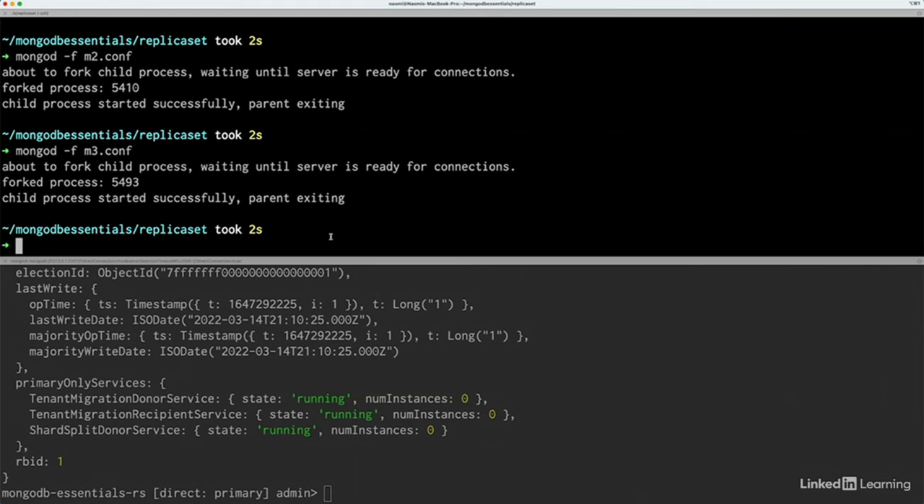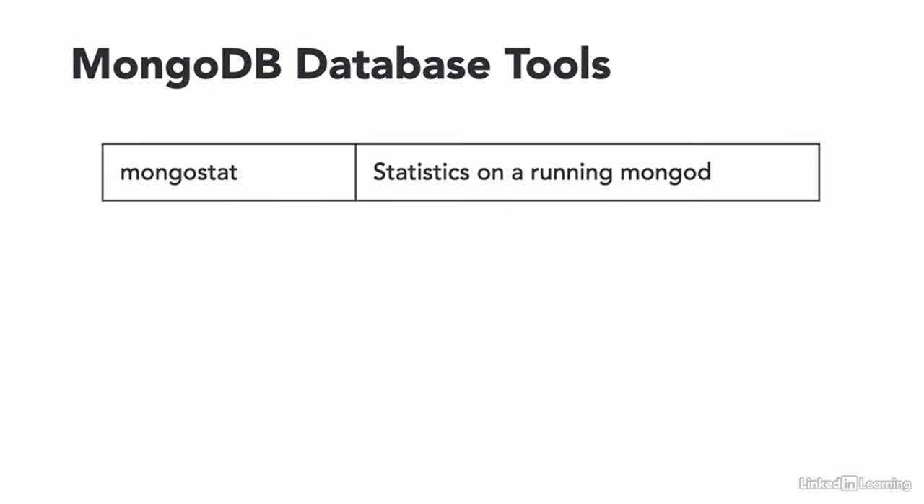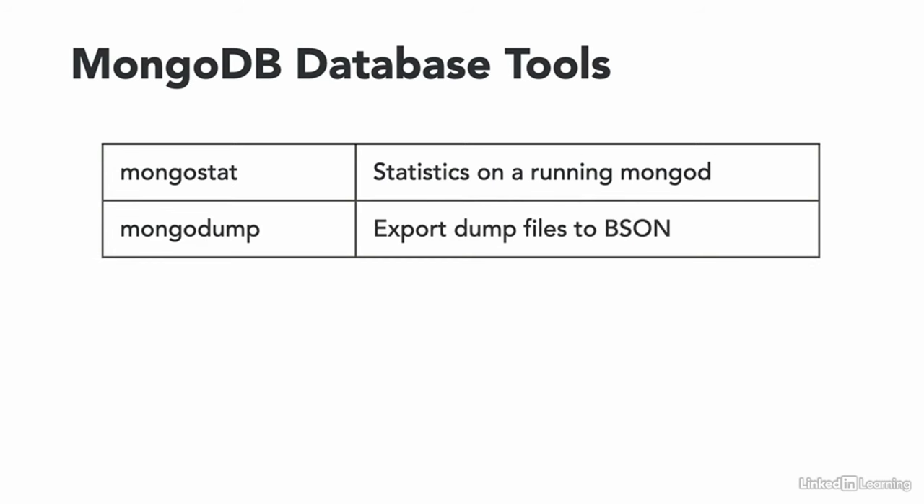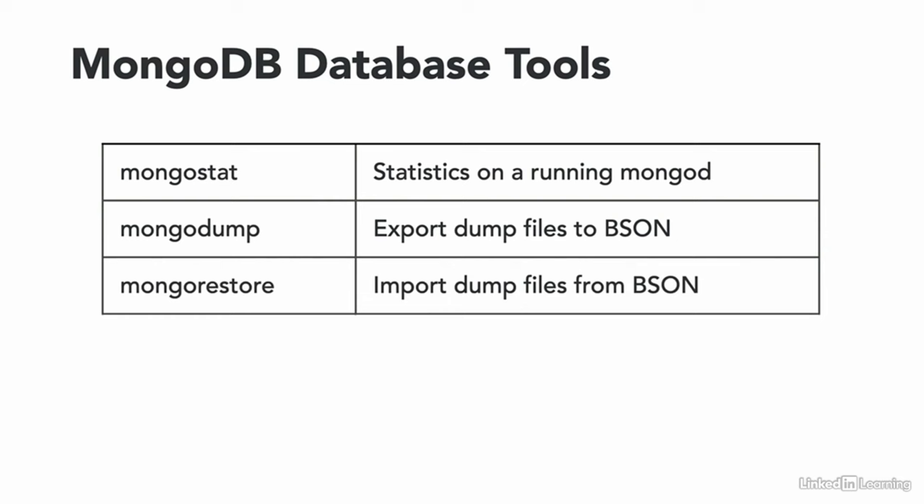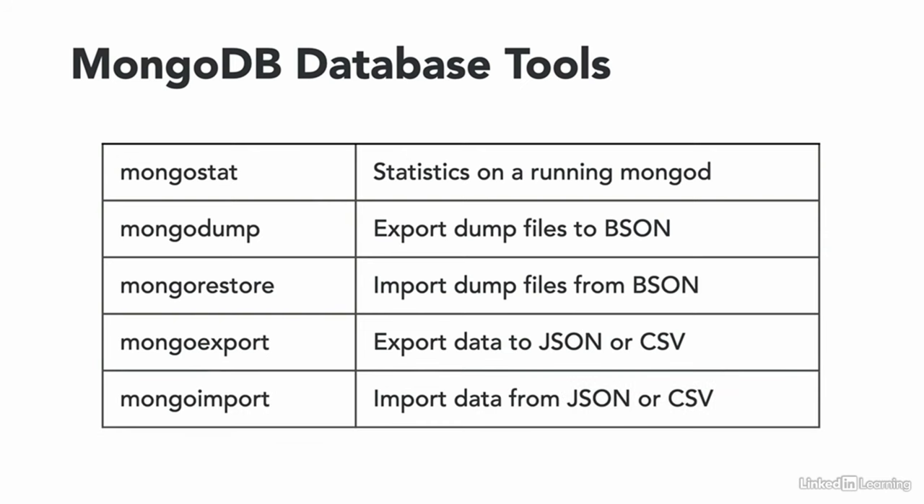All right, with this now all set up, let's get started with actually using MongoDB. When you installed MongoDB earlier, you also installed the MongoDB database tools. They include mongostat to get statistics on a running mongod, mongodump, which allows you to export dump files from MongoDB collections in BSON, mongorestore, which allows you to import dump files from MongoDB collections that were stored in BSON, mongoexport, which allows you to export collection data to JSON or BSON, and the one we are looking for, mongoimport, which allows you to import collection data from JSON or CSV files.